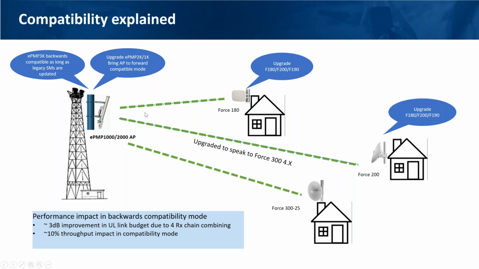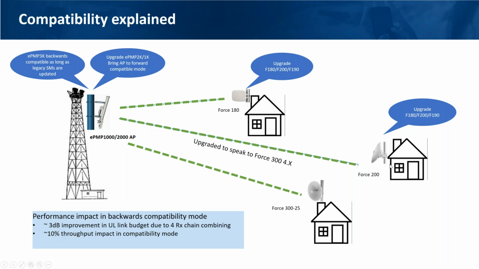What we call backwards compatible is essentially a 3000 AP communicating to the legacy subscriber modules. What we call forwards compatibility is an ePMP 1000, 2000 speaking to an 11AC Wave 2 based subscriber. The best way to think about this is that everything talks to everything. I made a couple of comments here.